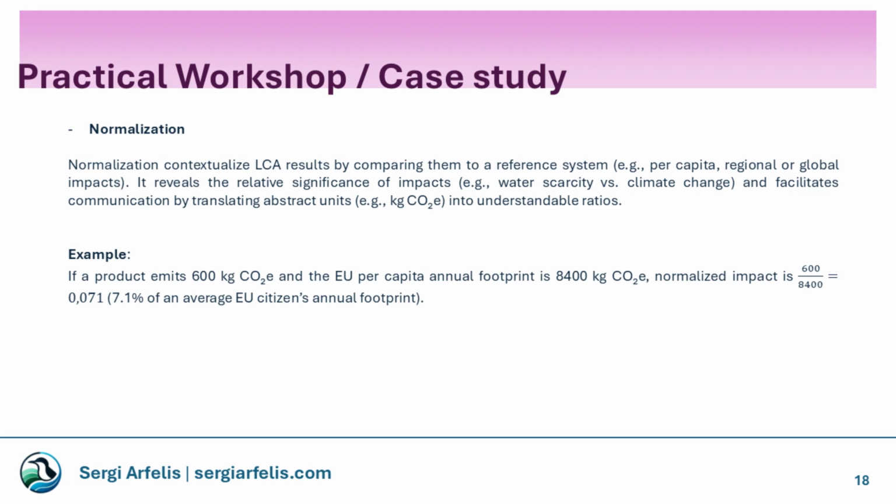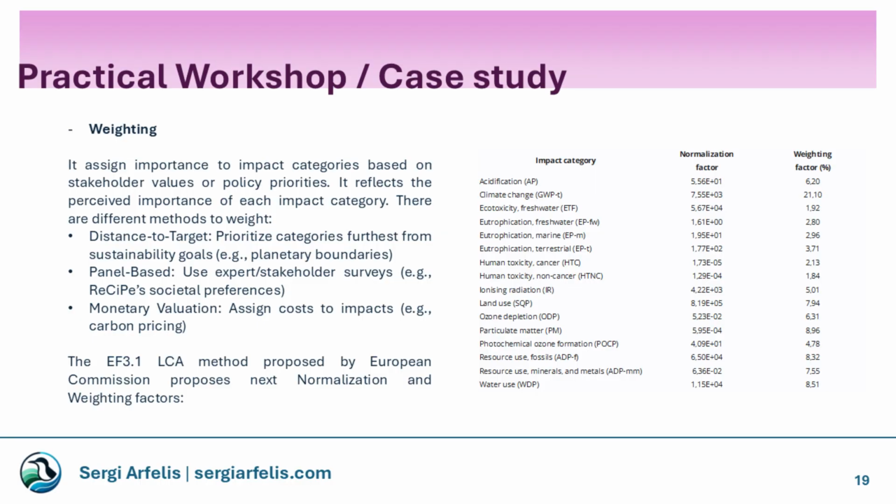For example, if a product emits 600 kilograms of CO2 equivalent and the average annual footprint for an EU citizen is 8,400 kilograms, the normalized impact is 0.071. This means the product's emissions represent 7.1% of what an average EU citizen emits in a year. On the other hand, we have weighting.